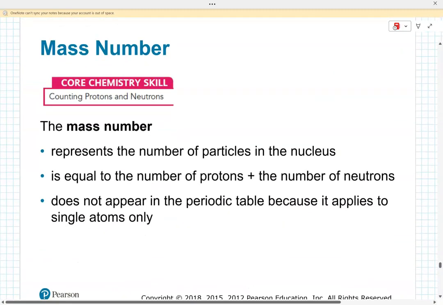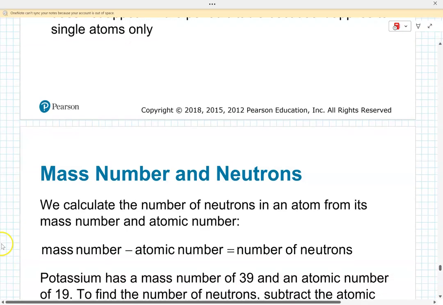Mass number. For our intents and purposes, what is the mass in atomic mass units of one proton? 1. One neutron? Neutron is also 1. What is 0? Electrons. So we're essentially saying that the mass of an atom is the number of protons plus the number of neutrons. This is the definition of an atomic mass or a mass number. All good? Fantastic.